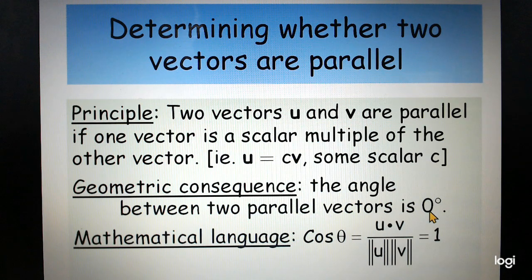Now, think about what you know about cosine and imagine in your mind the graph of the cosine curve. Okay, the cosine curve at 0 has a value of 1. So in mathematical terms, all we need to do is use this formula, which, don't forget, is just another version of the definition of the dot product. Use this formula, and if you get a 1, it means that the inverse cosine would mean that the angle would be 0 degrees. Okay, so that's how we tell.